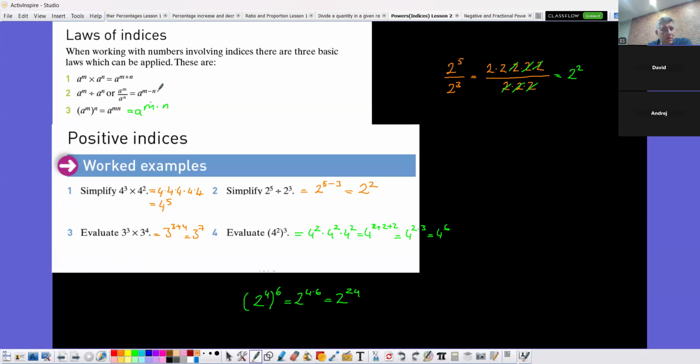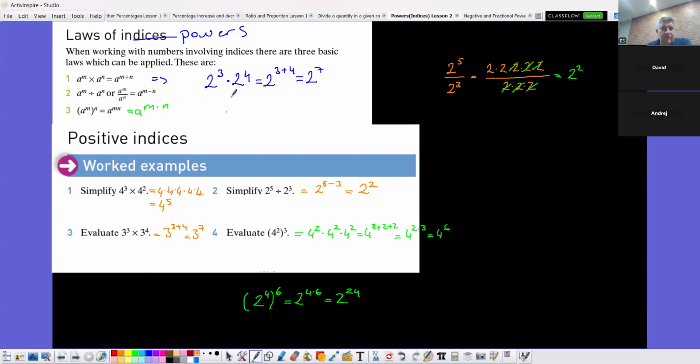One of the important parts of this lesson was the law of powers. When we are multiplying with the same bases, you should add the powers, like 2 to the power of 3 times 2 to the power of 4. It should be equal to 2 to the power of 3 plus 4, which is equal to 2 to the power of 7.